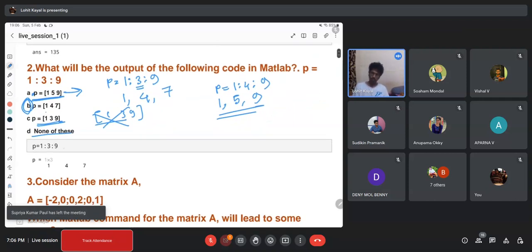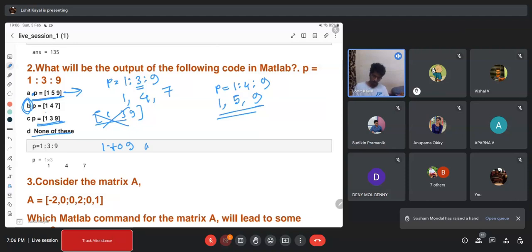So here this is the code. If you have opened your MATLAB, just type P equal to 1 colon 3 colon n. That means 1 2 9 with a step.